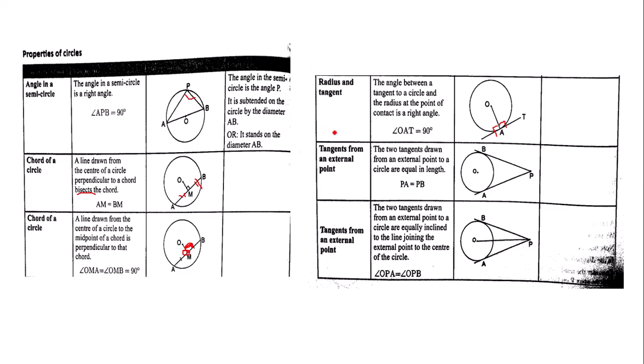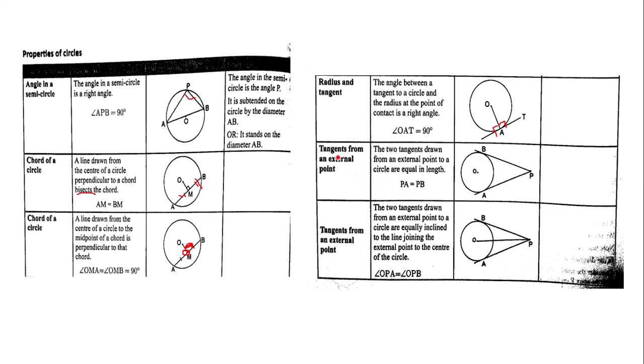Next one, radius and tangent. The radius, the line from the center to the circumference, meets the tangent, the line on the outside touching the circumference at one point. They meet at 90 degrees.